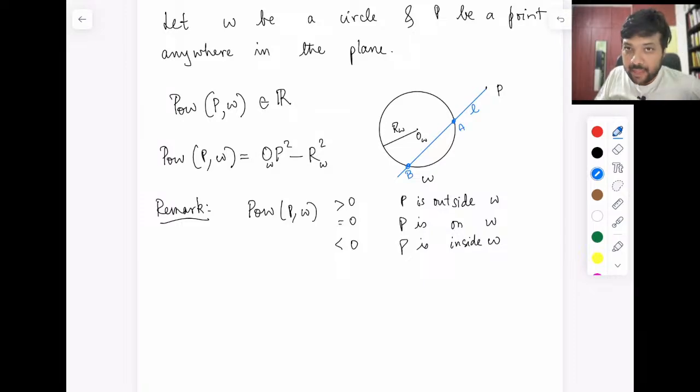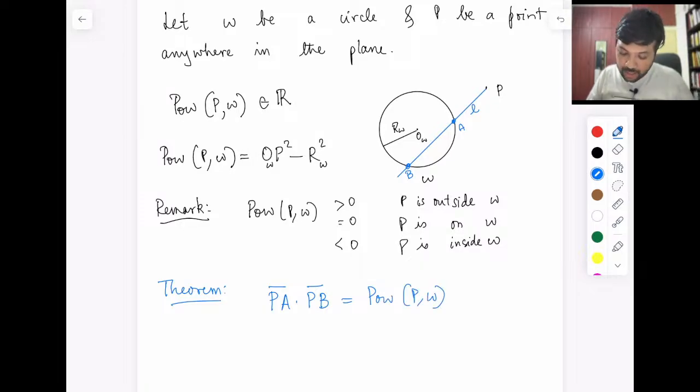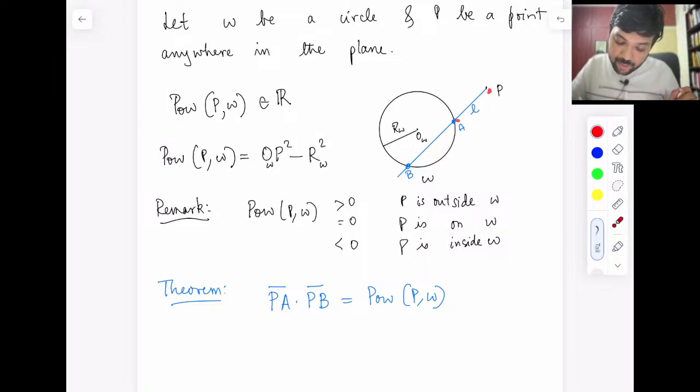Okay? Then the power of the theorem is that although the line can move and A and B can vary, the product PA into PB, well, the directed line segment PA into PB is always the power. And I want you guys to appreciate this. So when I say directed line segment, I mean the following. If P is outside AB, then PA into PB is positive.